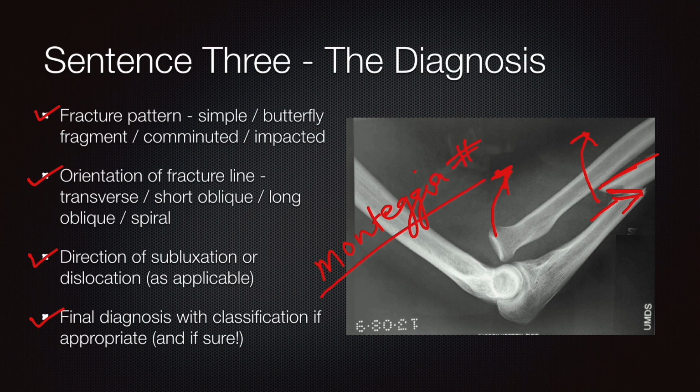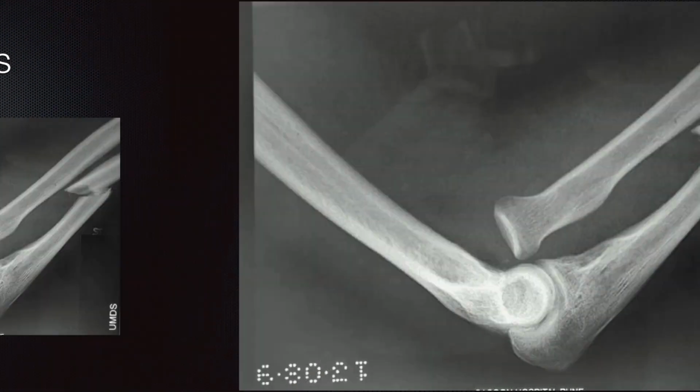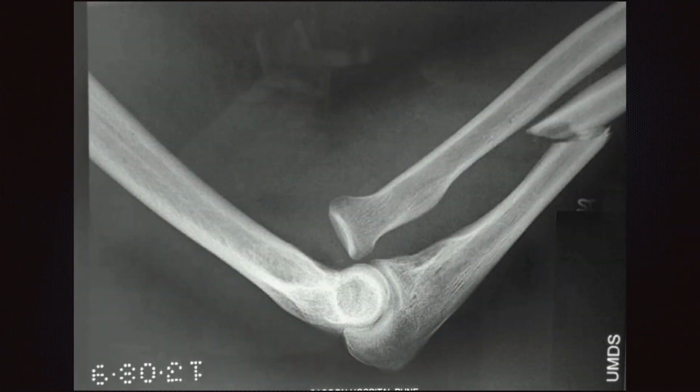And if you are confident about the classification, you would know that this is a Bado type 1 fracture of the Monteggia variant. So, just to revise, let me talk about this X-ray using our 3-line format.